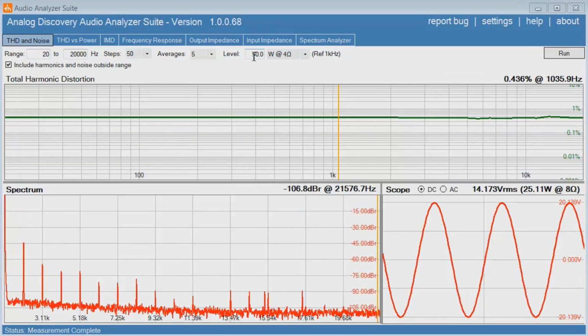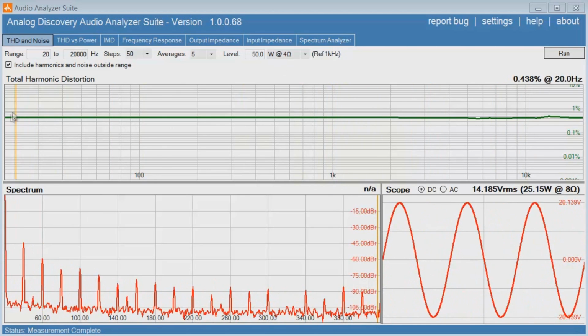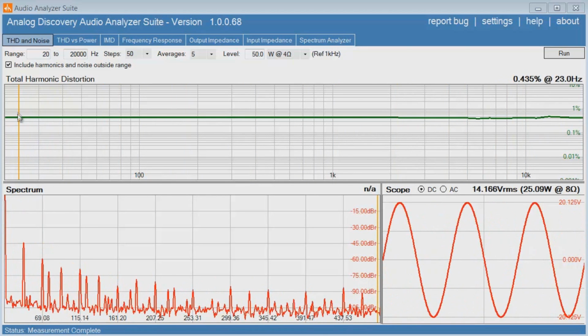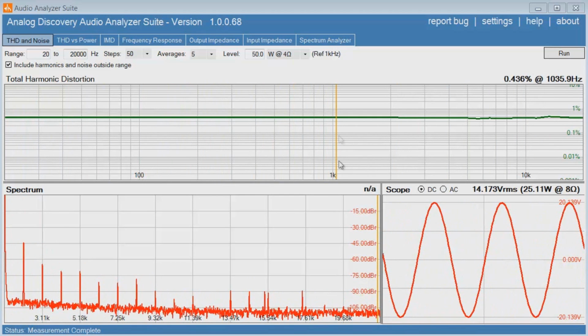Running the same test, but this time with much higher output, 50 watts into a 4 ohm load, we can see the distortion does rise. It's still very even across the whole range, but it's about 0.4% now, and we can still see the harmonic pattern. It's still dominated by the second harmonic, so we have second, third, fourth, fifth, etc. So it definitely seems intentional, and it's higher distortion than what you would expect from a purely transistor-based amplifier. It seems very intentional to give the amplifier that second harmonic tube kind of sound.